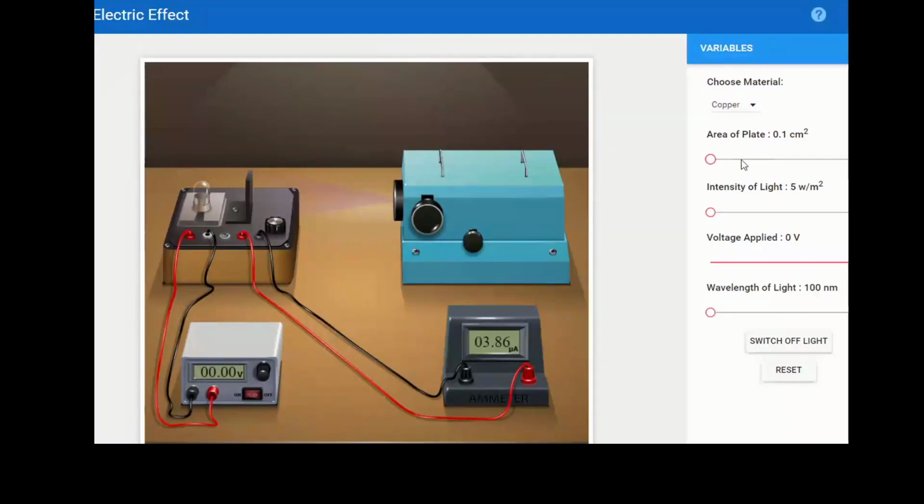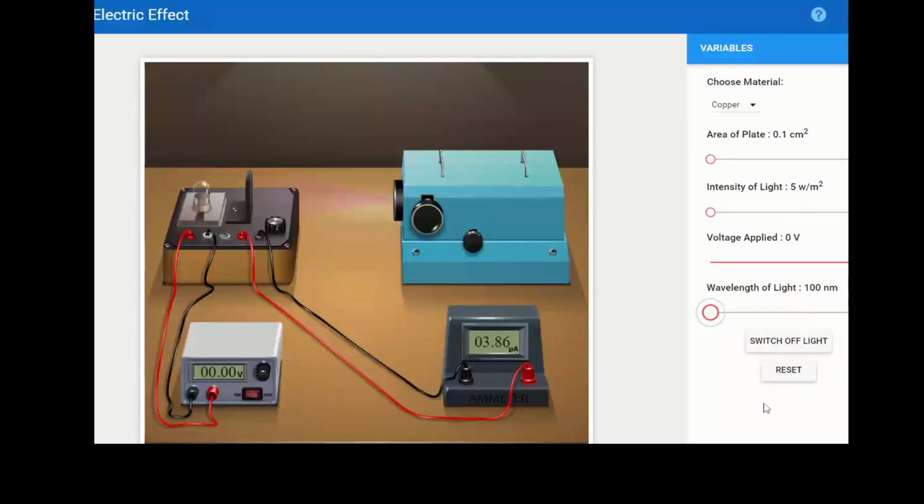And this area of plate I have selected 0.1 centimeter square. You can take any area. You also have the option to change the intensity of light, and this is the wavelength of light that you can select. Suppose I have selected 100 nanometer. I have chosen copper material, area of plate 0.1 centimeter square, intensity 5 watt per meter square, and wavelength 100 nanometer.